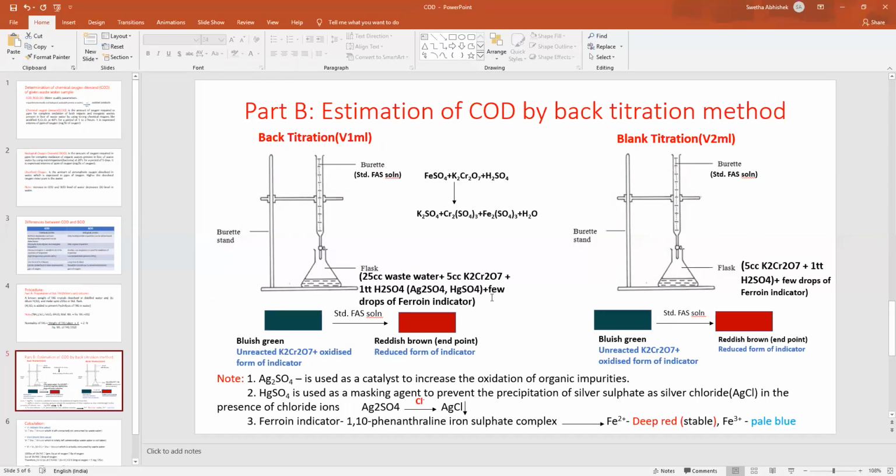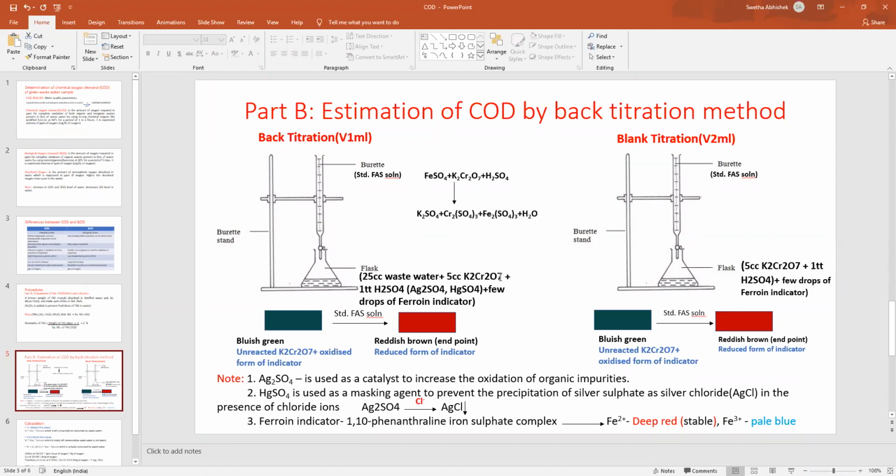Then you have to add a few drops of ferroin indicator. What is the name of the indicator added here? Ferroin. Now, what does this wastewater consist of? An unknown concentration of impurities, for which you are going to add a strong chemical reagent, that is potassium dichromate.